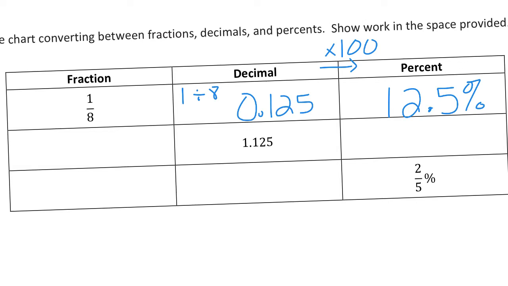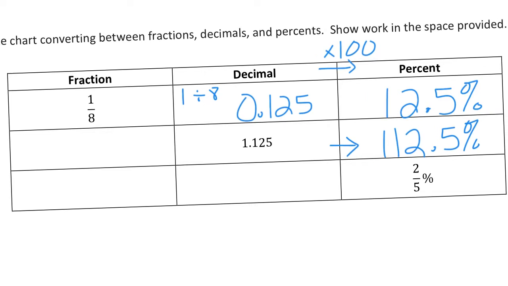Okay, in the second row, I have the decimal 1 and 125 thousandths, so when I multiply that times 100, I get 112 and 5/10%. So it's like somebody had lots of extra credit.